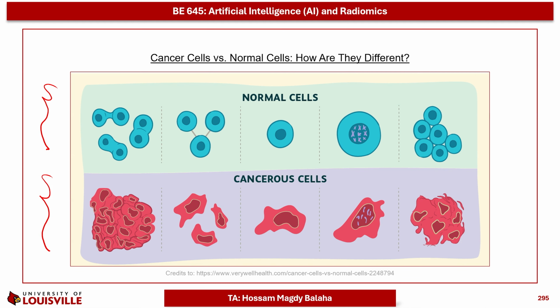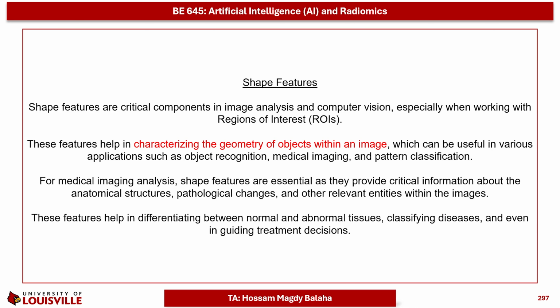So, depending on the shape, you may differentiate between the normal and cancerous cells without getting in depth inside each cell or the different pixels of the images or the relationships between the pixels and their neighbors. So we can simply, based on the shape, discriminate between normal cells and cancerous cells. And here comes the benefit of shape features.